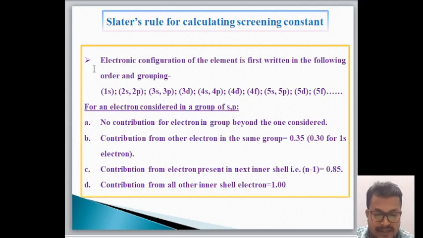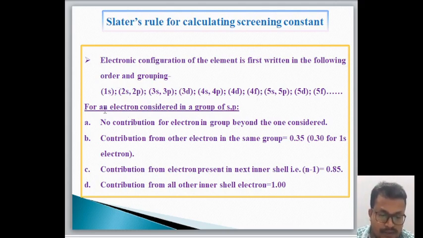Now here we will discuss in detail Slater's rule, which is used for calculating the screening constant, that is sigma. So first, the electronic configuration of the element is written in the following order: 1s, 2s, 2p, 3s, 3p. That means the electronic configuration of the element is grouped in this order.